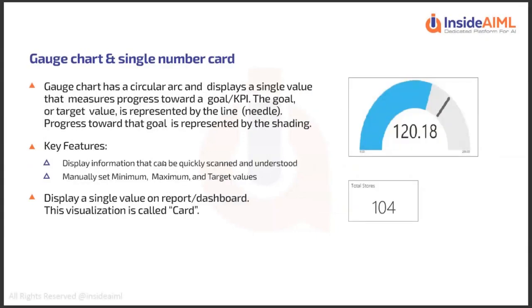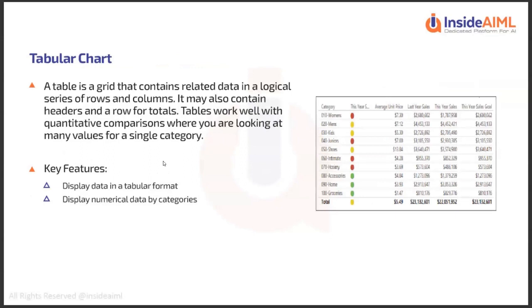Gauge chart is basically used to show a goal, how much you have achieved of that goal. Basically, this is used to show sales versus target value. For that purpose, we use it. And then we have this tabular chart.